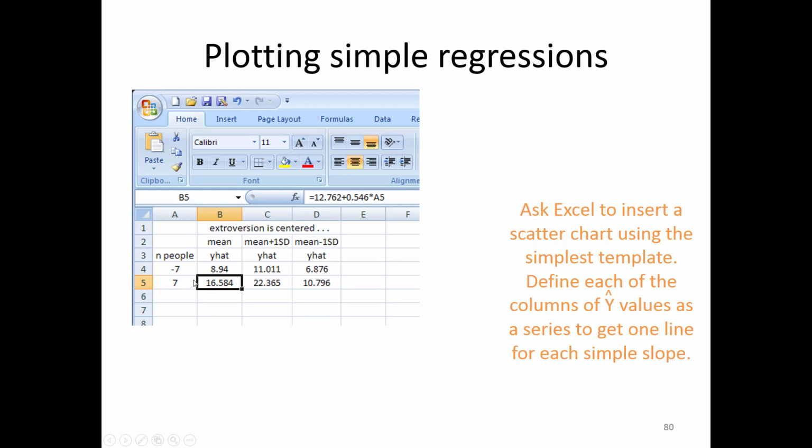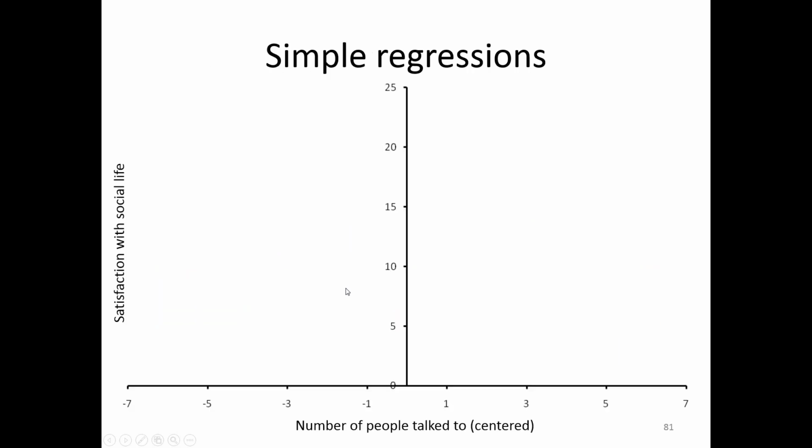And then you ask Excel to insert a scatter chart using the simplest template. So you would go up to here, insert, and then pick scatter, and then define each of the columns of Y predicted values right here as a series to get one line for each simple slope. So this would be a series. It would give you one line connecting 2 points. This would be a different series connecting another line with 2 points, and then the same thing here.